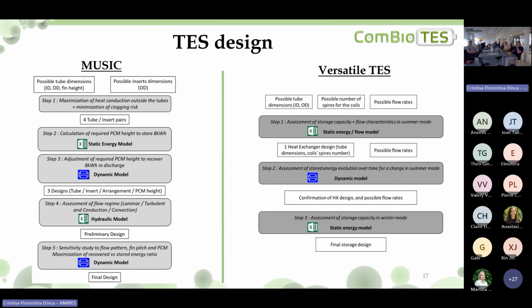Then we performed some dynamic simulation using the dynamic model. It was coded in Dymola. And the objective is to assess the operation and to assess the gap between the perfect design and the real dynamic design. And then we have to continue, for example, for the music prototype, due to the condition, we have to see in which kind of regime we are, if it is laminar, turbulent, if we are in forced convective flow, in natural convective flow, in mixed convective flow.